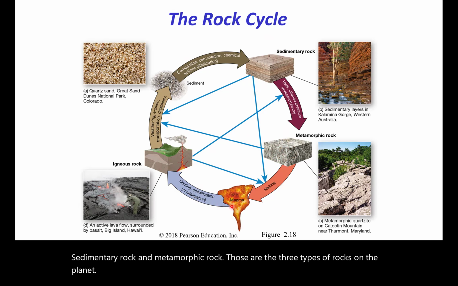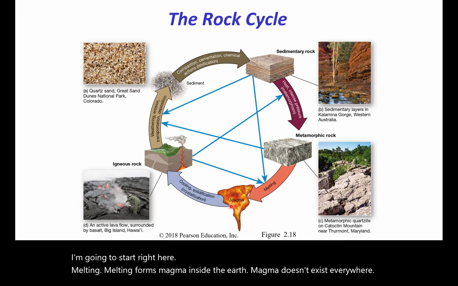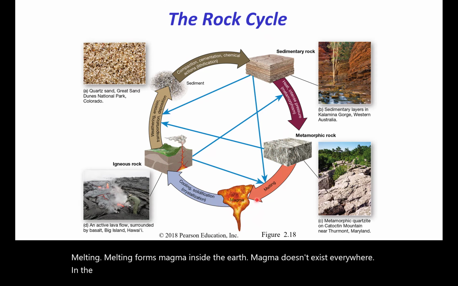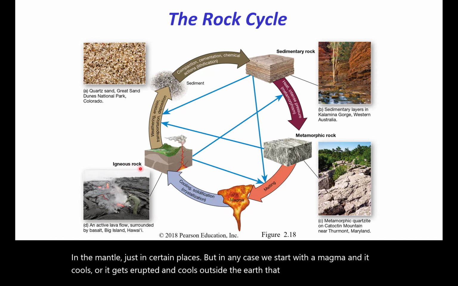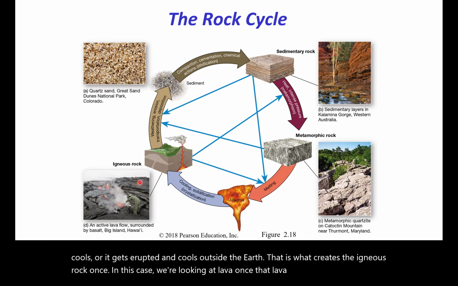I'm going to start right here. Melting. Melting forms magma inside the earth. Magma doesn't exist everywhere in the mantle, just in certain places. But in any case, we start with a magma and it cools, or it gets erupted and cools outside the earth. That is what creates the igneous rock. In this case, we're looking at lava. Once that lava cools, it forms a rock.